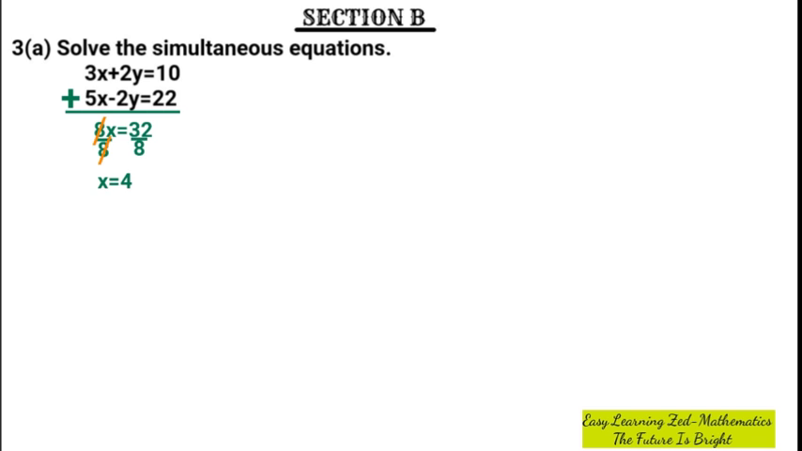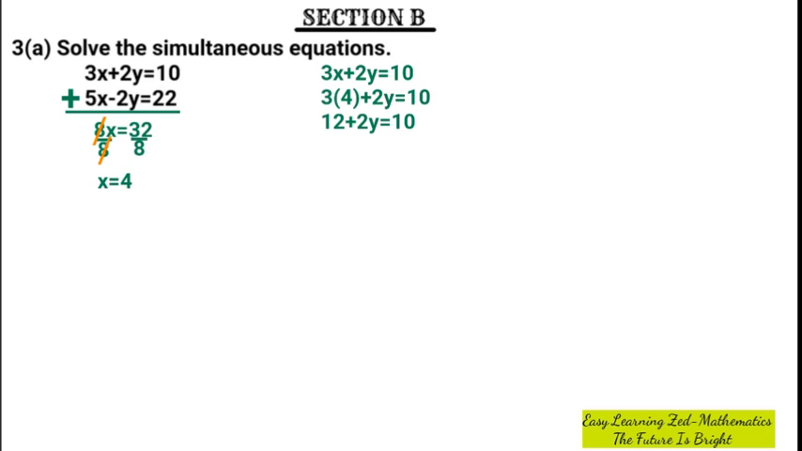Now the next thing I'm going to do is pick one equation between the two. Any of them can work. I'm going to take the first one, which is 3x plus 2y is equal to 10. Where there is x, I'll put the value of x which we found, which is 4. So 3 multiplied by 4 plus 2y is equal to 10. Now I'm going to evaluate 3 multiplied by 4, which gives me 12 plus 2y is equal to 10.